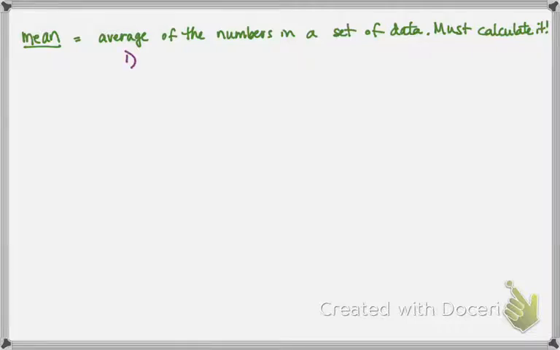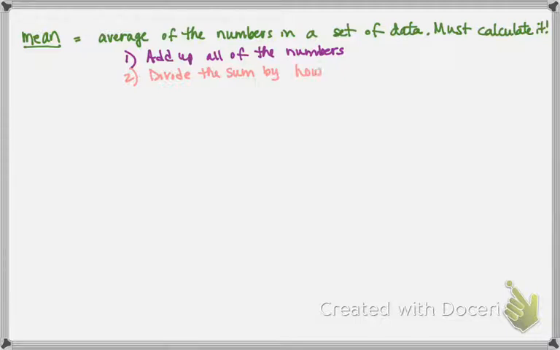Well, first thing we're going to do is we're going to add up all of the numbers. Okay. After we add up all the numbers, then we're going to divide the sum by how many numbers were added together. So it's easy to get a decimal on this one.